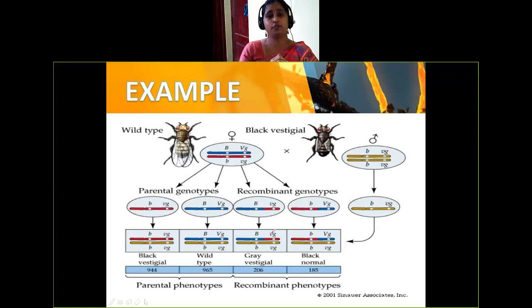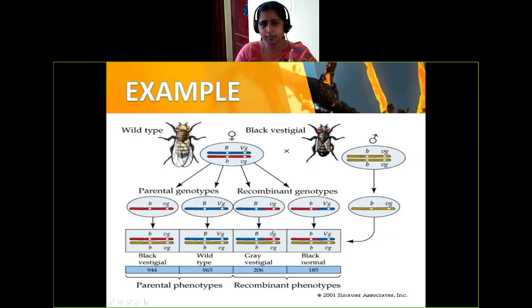And if the genes are too close, closely associated, the chances are more, 99.9 percent we can say, that the characters will get inherited to the next generation. The more closely the genes are linked, the higher the probability of inheritance. The farther they are located, the lower the probability of their inheritance. So now we'll see a familiar example, the fruit fly, Drosophila melanogaster.